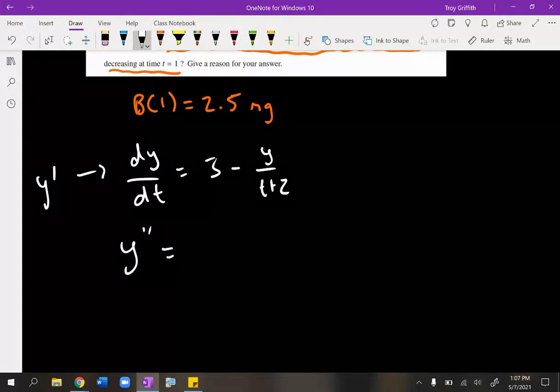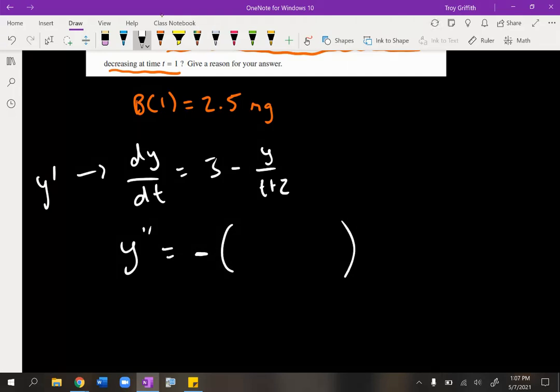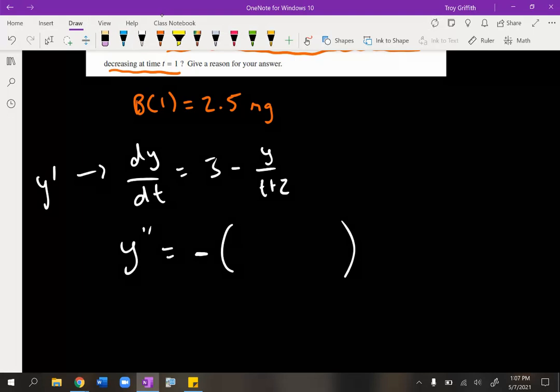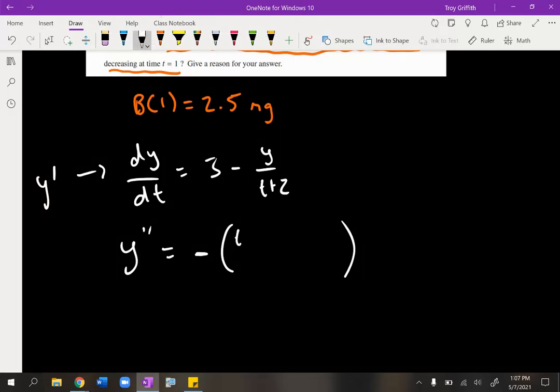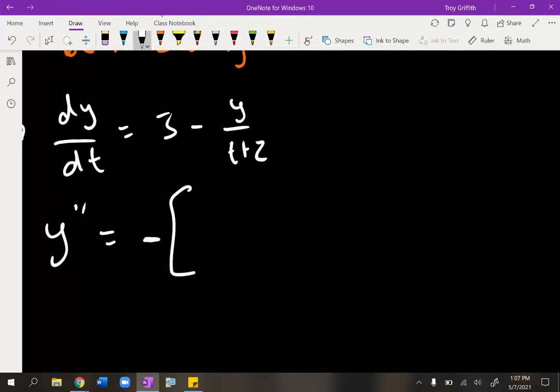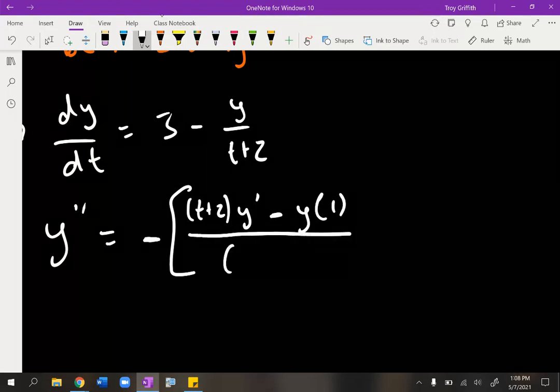If we find y double prime right here, the derivative of 3 is 0, and I have a quotient rule problem right here. So I'm going to take that negative out to the front. Quotient rule says low d high. So the derivative of y is y prime. We've got low, t plus 2, d high, the derivative of the top, y prime, minus high, y, times the derivative of the low, the derivative of t plus 2 with respect to t is 1, all over low squared, so that's going to be t plus 2 squared.